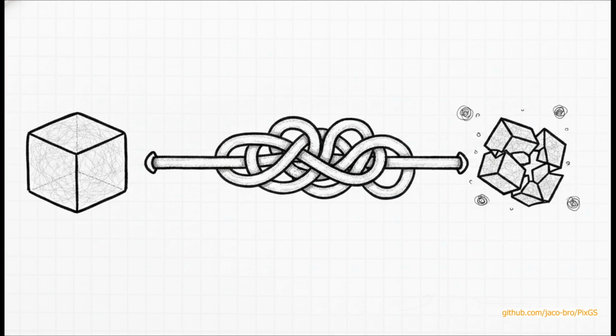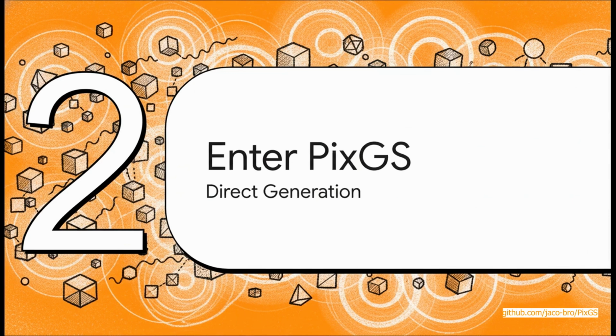To patch this up, developers build these massive, complex cascade pipelines. They compress the data down into a latent space and then decompress it through multiple stages. The catch? That compressed latent space inherently limits the capacity of the model, which leads to decoding artifacts and accumulated errors with every single step of the pipeline. Which brings us to Part 2, enter PixGS, direct generation.